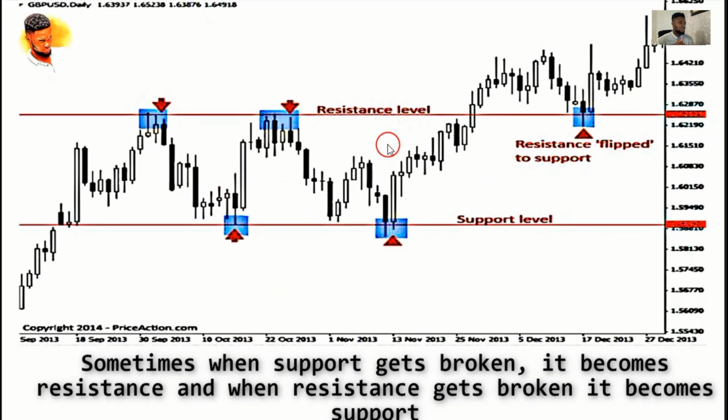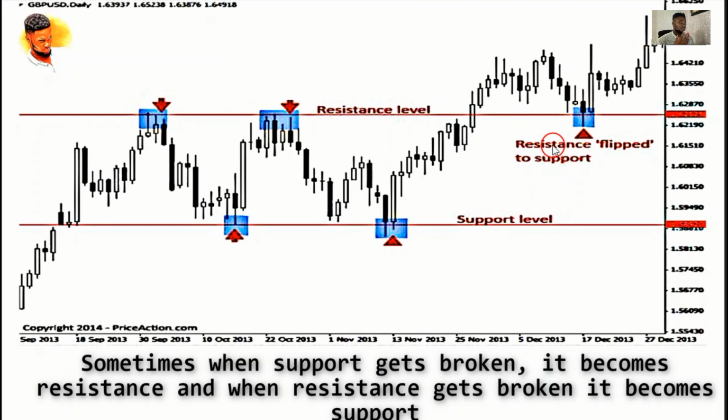Now, I said something about support getting broken and turning to resistance. This is a very typical example. This is the GBP/USD daily time frame. You could see this area is a support level. The market bounced off from this area. Here was the resistance. This is the support. So the market bounced off from this level, and when it broke this level, it became a resistance level, and the market sold aggressively going forward.